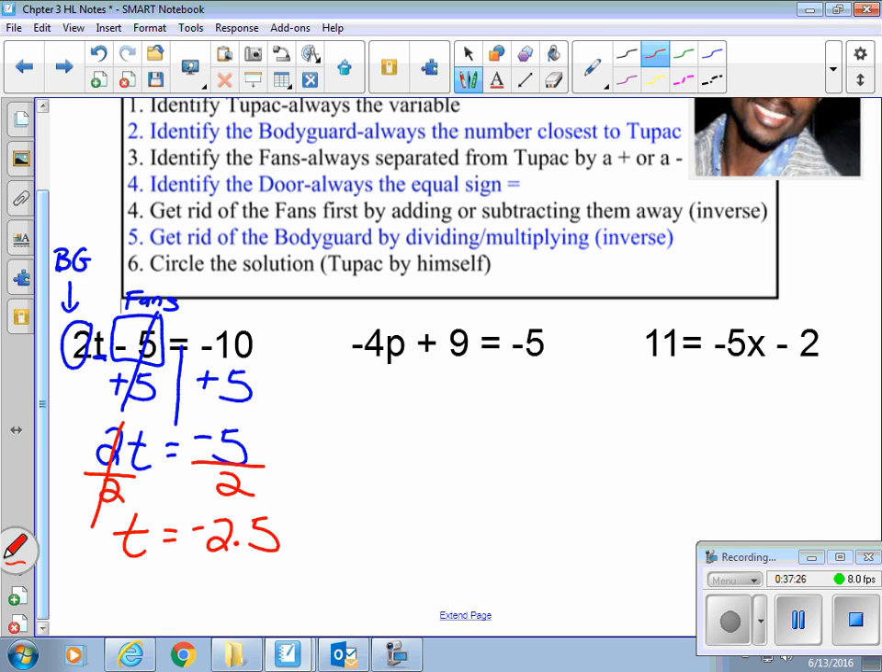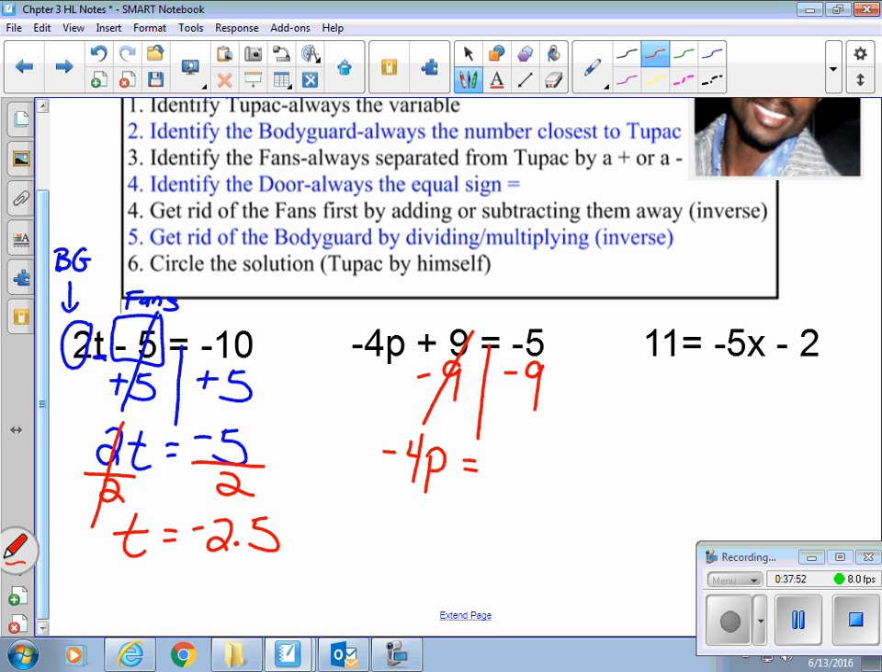So as I'm teaching this, I usually say, who are we going to get rid of first? And the kids will say, the fans. And then they'll say the bodyguard. So it's just a way of helping you to remember those two-step rules. You always get rid of your fans first. My fans here would be my 9, the number by itself, leaving me with Tupac, P, and the bodyguard, negative 4.